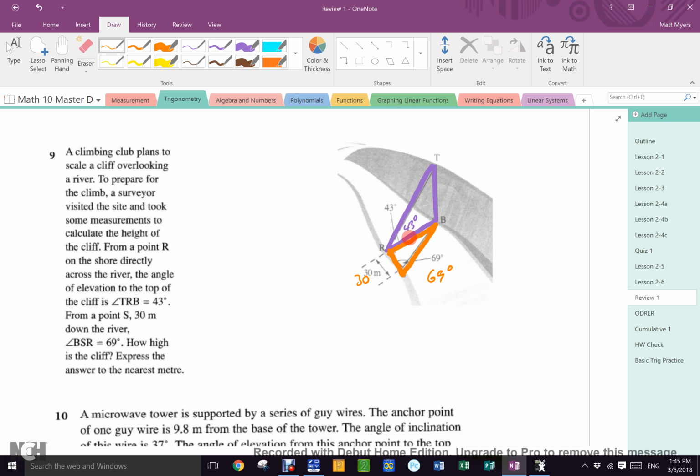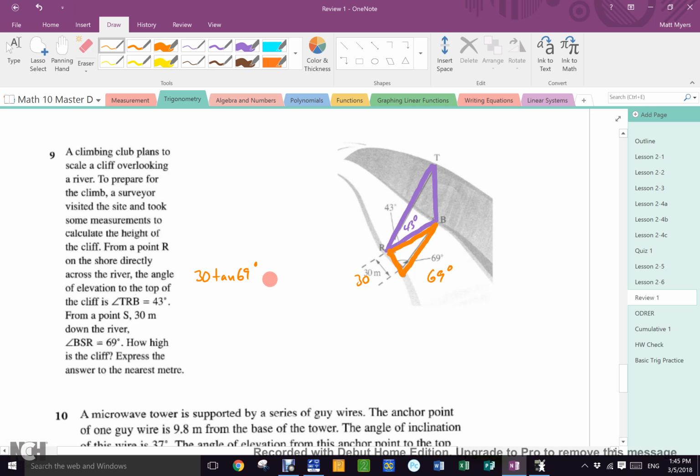Tan, because it's opposite and adjacent. There's no hypotenuse. We don't care about the hypotenuse. The adjacent is in the denominator, so it's 30 tan 69 degrees. Now, if you do that on your calculator and you round off, you're going to get a slightly different answer, yes? That's okay.